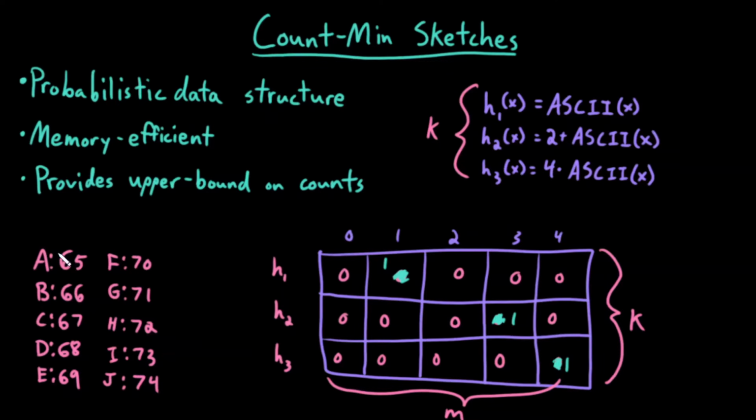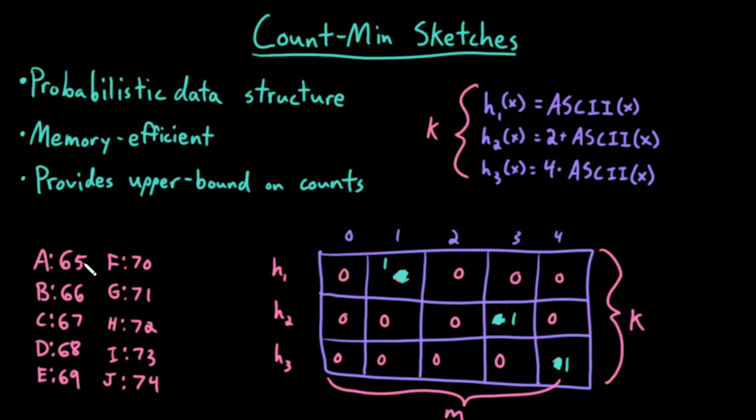Let's see what happens if I try to find the count of a. So a, the ASCII value is 65. 65 mod 5 is 0. So I go to h1's row, the count is 0. So one option is 0. 65 plus 2 mod 5 is 2. So the next count is also 0. 65 times 4 mod 5 is 0. So my three counts are 0, 0, and 0. The minimum of these three is 0. I've seen a at most 0 times.